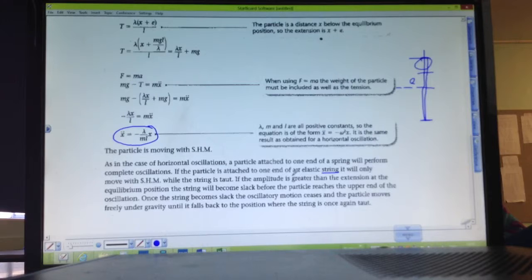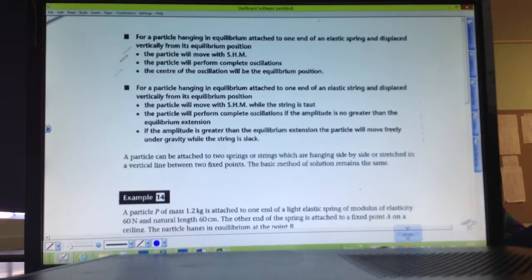If the amplitude is greater than the extension at the equilibrium position, the string will become slack before the particle reaches the upper end of the oscillation. Once the string becomes slack, the oscillatory motion ceases and the particle moves freely under gravity, just like a projectile, and falls back to the position where the string is once again taut. So that's why the questions get slightly harder. So these are the things we need to highlight.